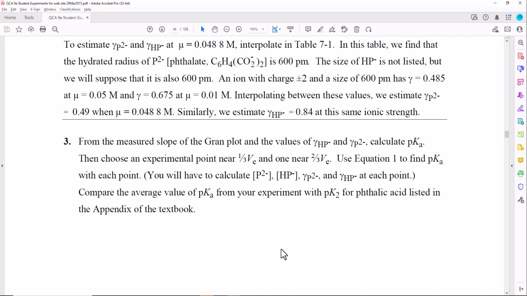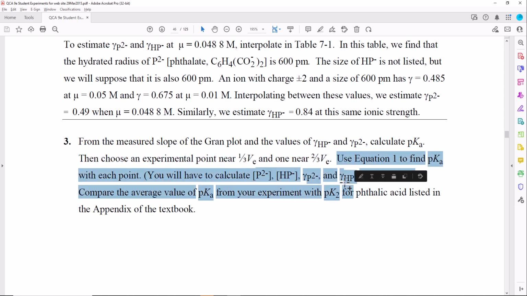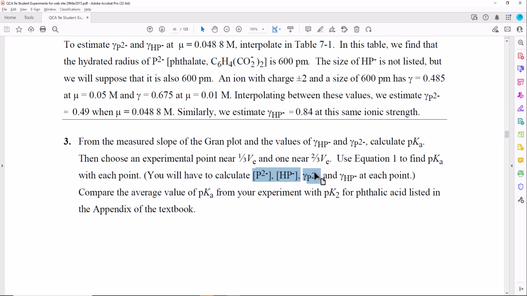So if we go back to the instructions, there's some other stuff that it asks you to do. It says then choose an experimental point near 1/3 VE and whatever, and then we have to use equation 1 to find pKa, and we have to go back and recalculate all of these things again at each of those 2 points, and then we would average those values. So we're not going to do that. Aren't you glad? Yes, you are. So we're going to stop our calculation here.